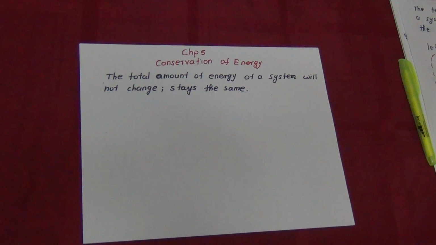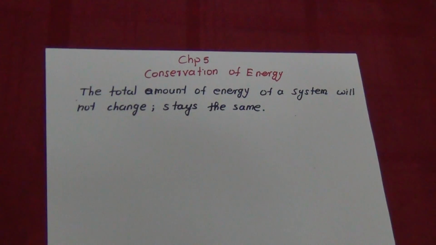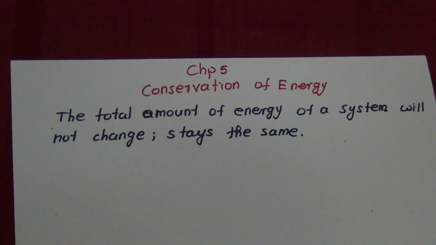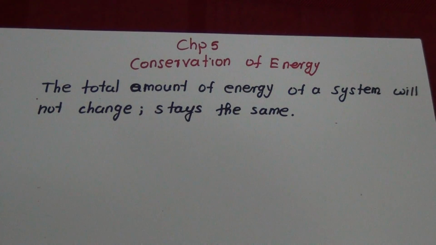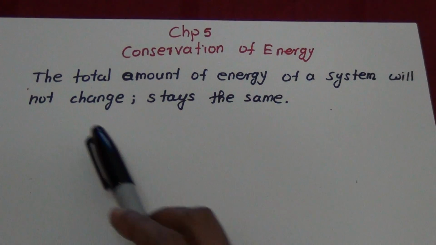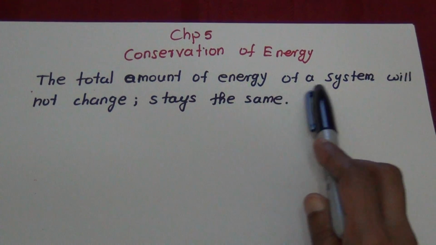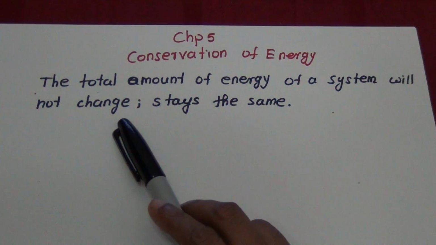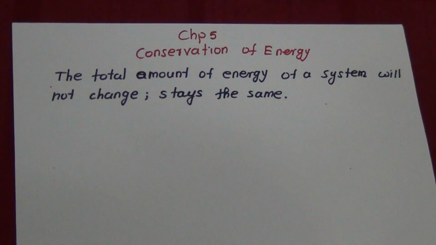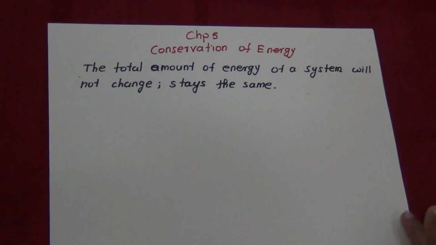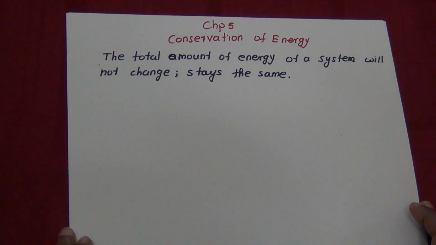Okay, so today I'm going to discuss conservation of energy, which is the last section of chapter 5. Conservation of energy means the total amount of energy of a system will not change, or in other words, it stays the same, right? I'm going to discuss that with two examples.